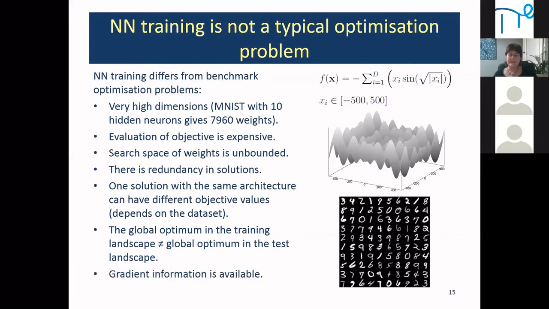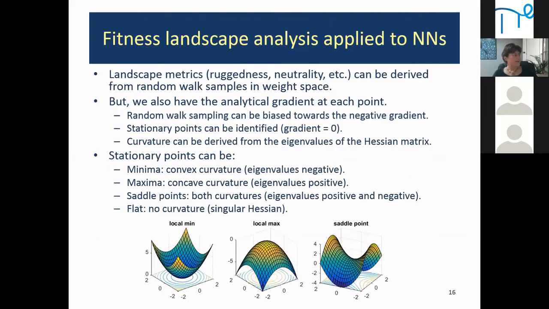And the other interesting aspect of neural network training as an optimization problem is that we actually have the gradient information. In many optimization problems, we don't have the gradient, but we do in neural networks. So this is one of the things that makes it kind of easier in a way, because we can use the gradient information. Right, so how do we apply fitness landscape analysis to neural networks?